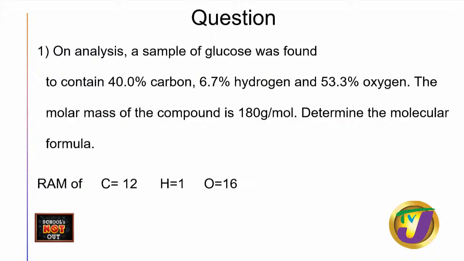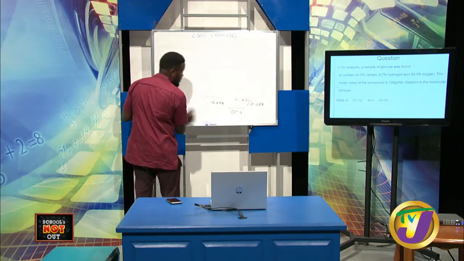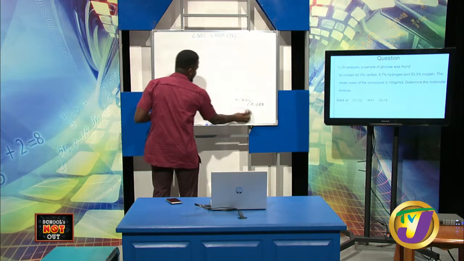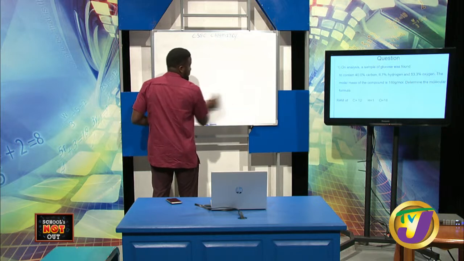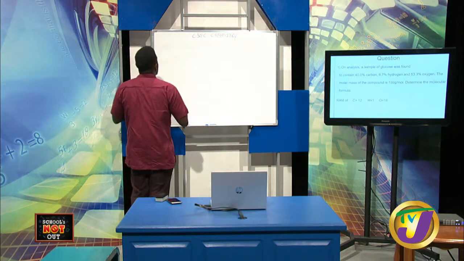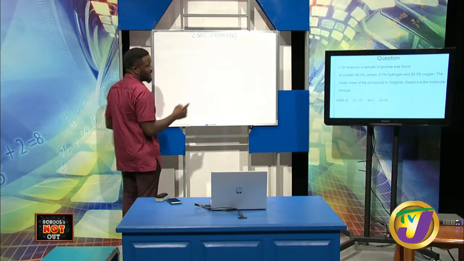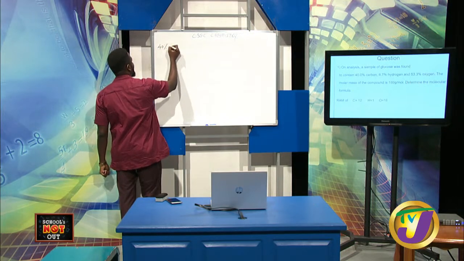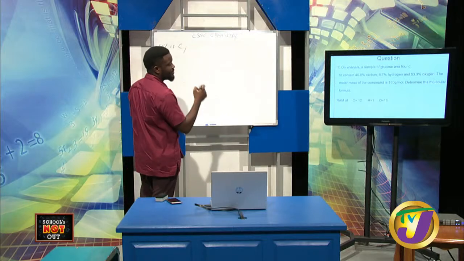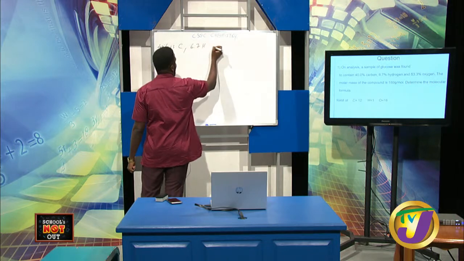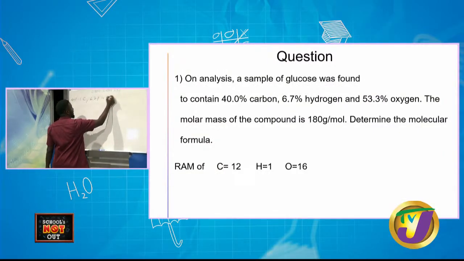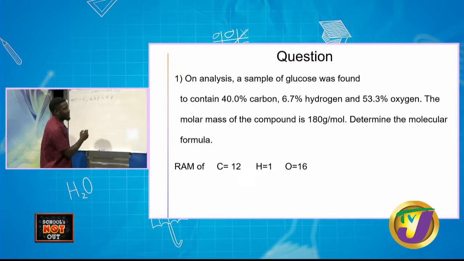So here's a sample question now. On analysis, a sample of glucose was found to contain 40% carbon, 6.7% hydrogen, and 53.3% oxygen, right? Then it also gives us the molar mass of the compound, which is 180 grams per mole. So now you're being asked to find the molecular formula. All right? So the first thing you're going to do, of course, is find the empirical formula, all right? So you said that 40% is carbon. Is hydrogen, right? And 53.3 is oxygen.